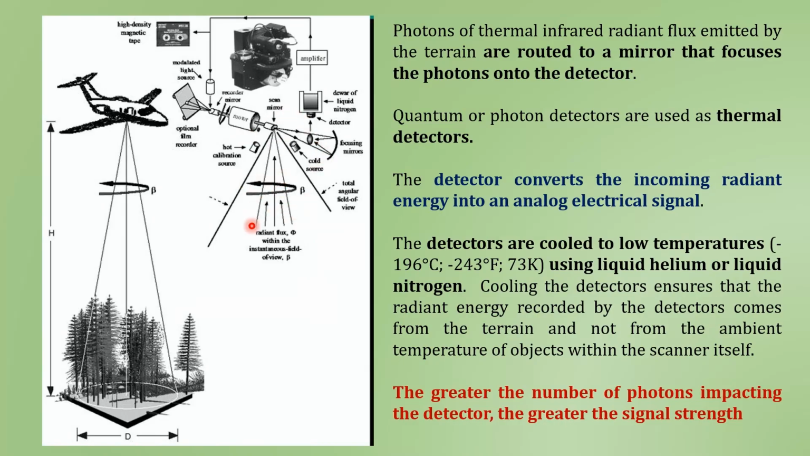As the amount of radiant flux reaching the scanning system is limited, an amplifier is needed to amplify the signal generated by this detector. This amplified electrical signal can be recorded on high density magnetic tape and stored, or black and white thermal data can be generated with the help of the modulated light source on the aircraft itself.